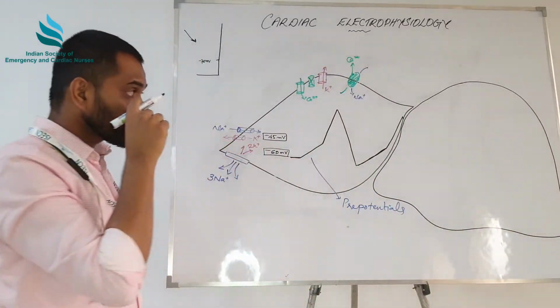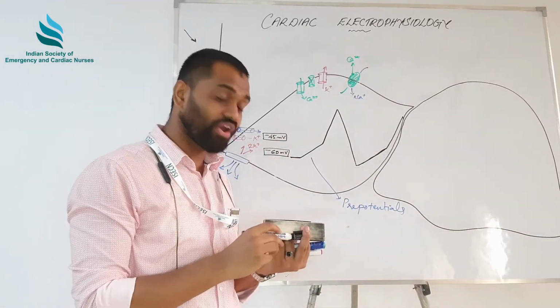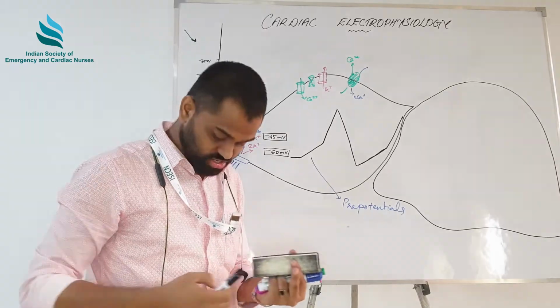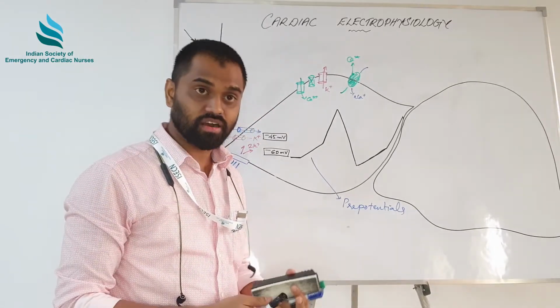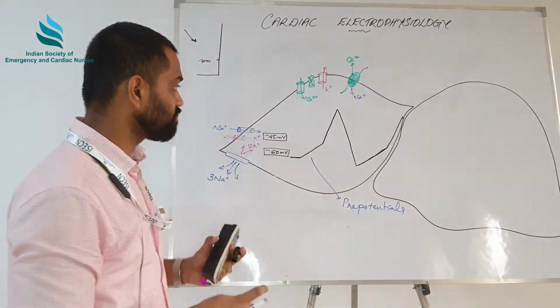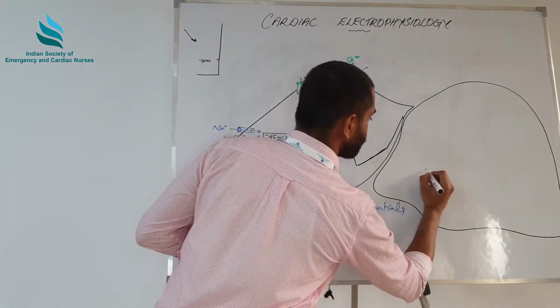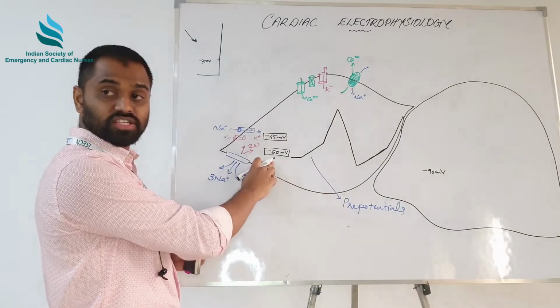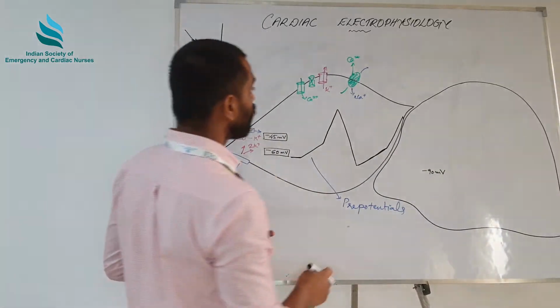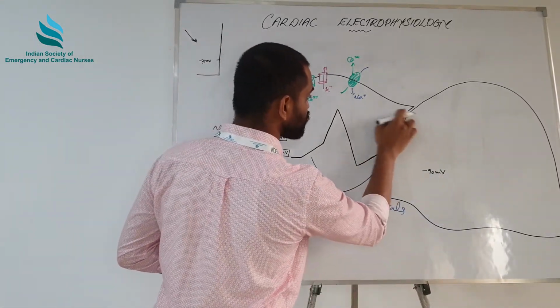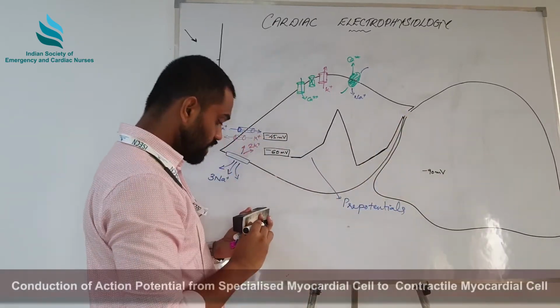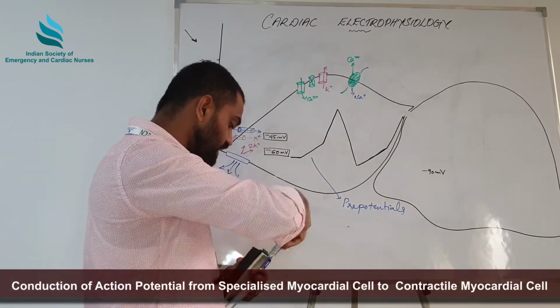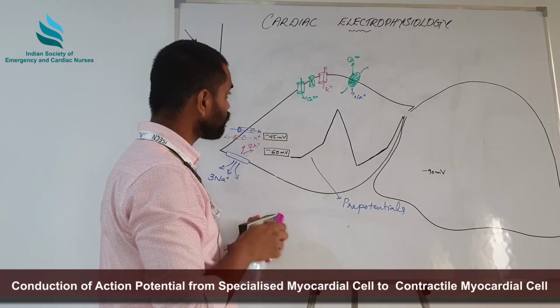The action potential generation of an atrial cell is quite similar to that of a ventricular cell, which is the contractile myocardium. So an atrial cell is a contractile myocardium. Here the resting membrane potential is -90 millivolts. We know that. In contrast, here it is -60 millivolts. We know that. Now what happens? We have gap junctions here. Yes, gap junctions are there between the cells of the myocardium.